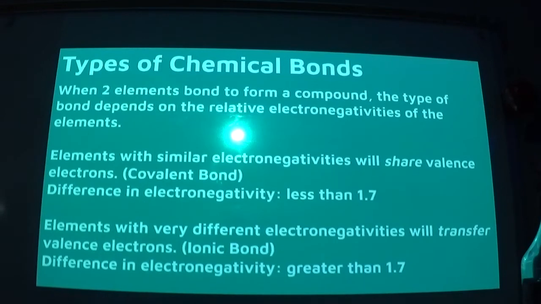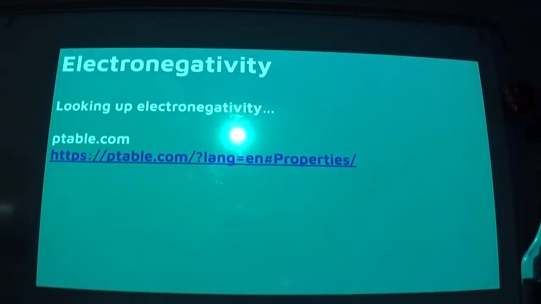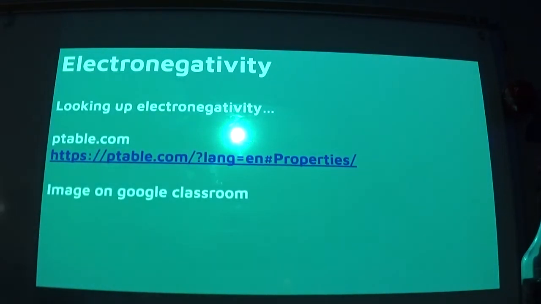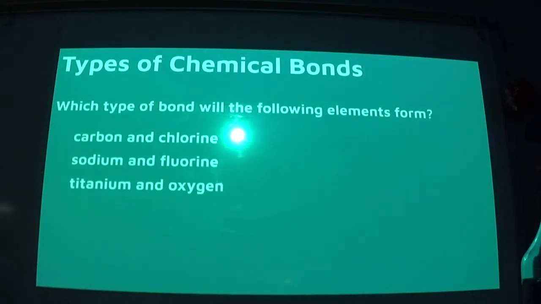I've also posted this on Google Classroom, so you can use Google Classroom if you want to look them up. Or if you go to ptable.com and click on the Properties tab, it's one of the properties you can click on, and it'll just pop up as well. ptable.com is great. There's a link there, or I've already posted one on Google Classroom, or you can take one of these, or if you already have one, just use that. Or you can just Google it, electronegativity of this. So you will need to be able to look it up, and of course I'll provide it to you on the test.